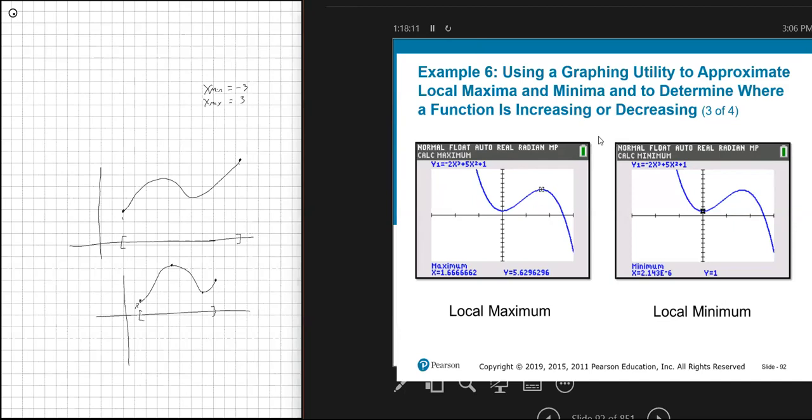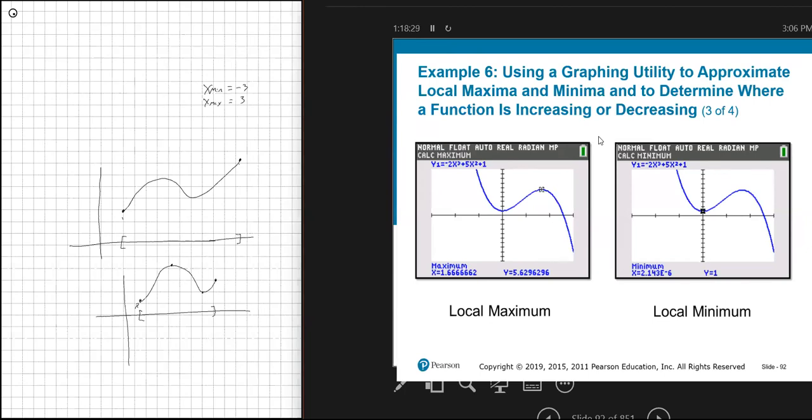So calculate. Oh, I need to do y equals. That is just, what is, oh, thank you. That was weird. Okay.